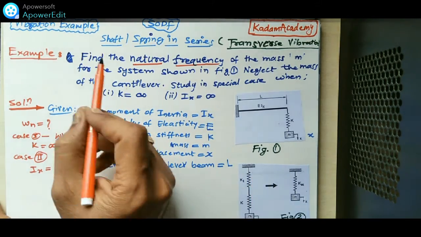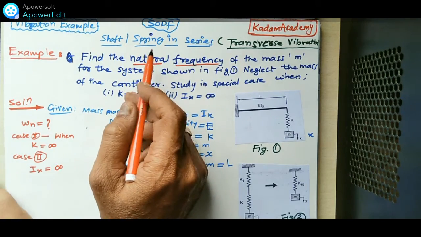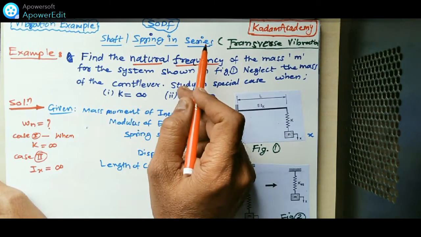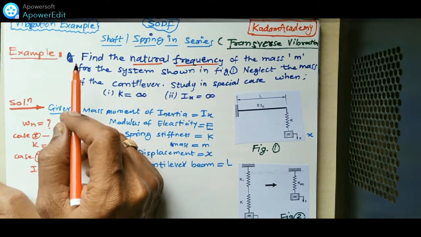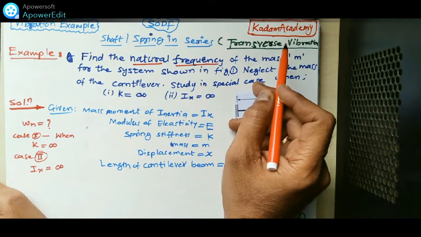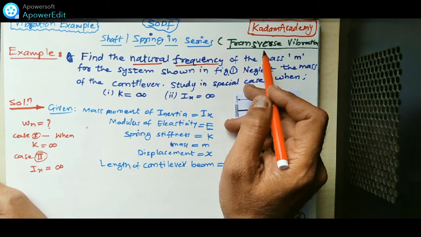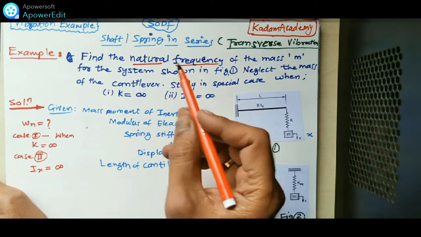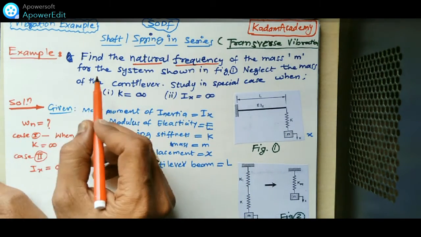Friend, under vibration, I have taken various examples. This one is a numerical based on a shaft and spring in series or parallel. This is also a case related to transverse vibration. We will also study transverse vibration and torsional vibration in a few videos. In this case, the example is given to you.